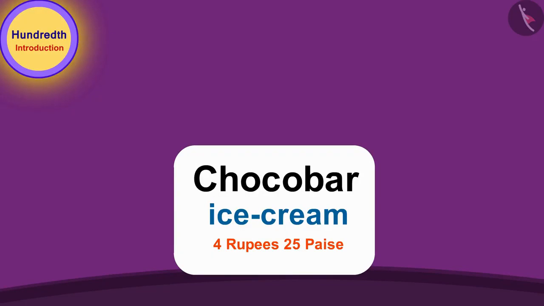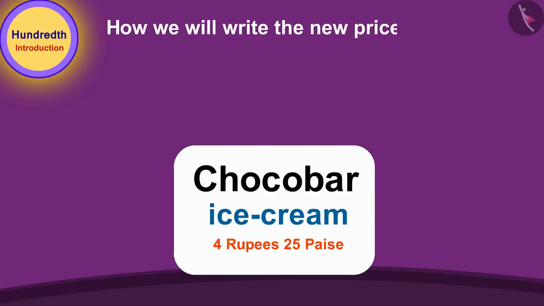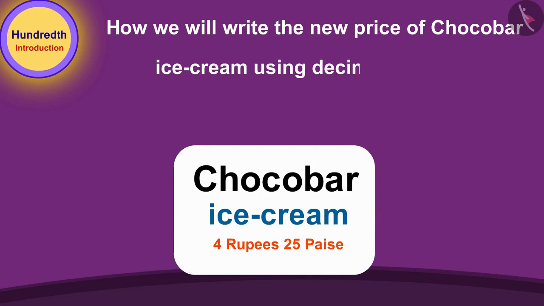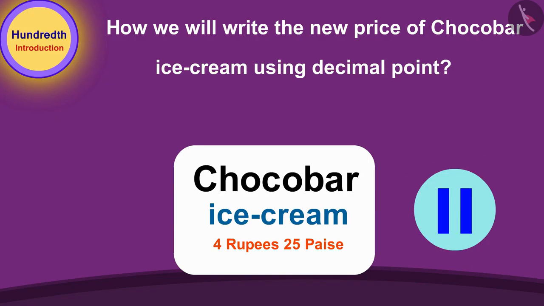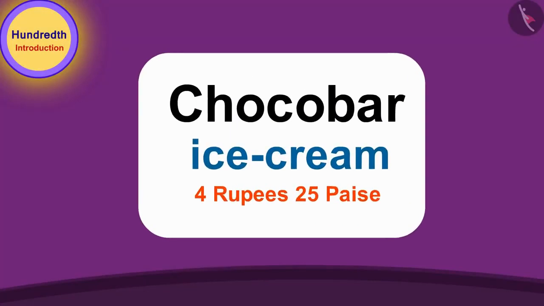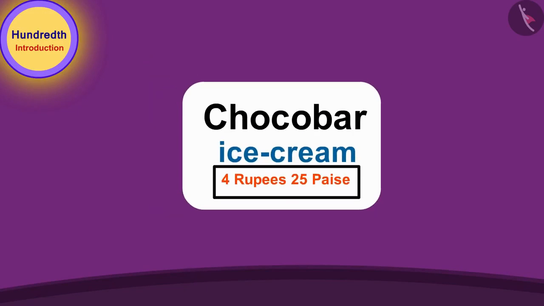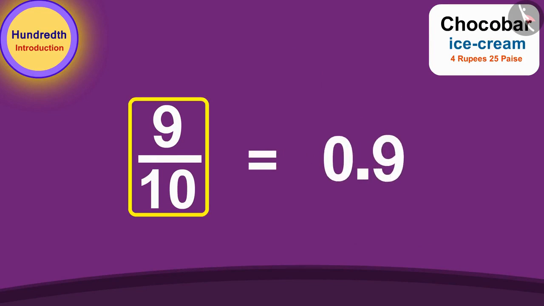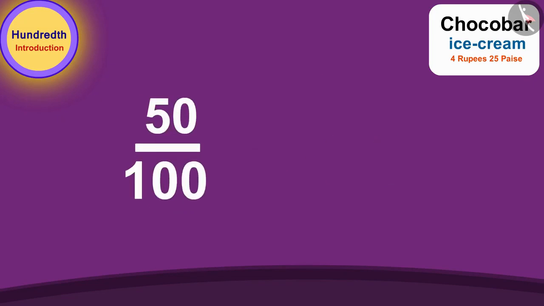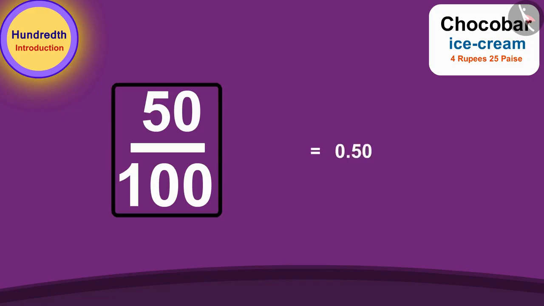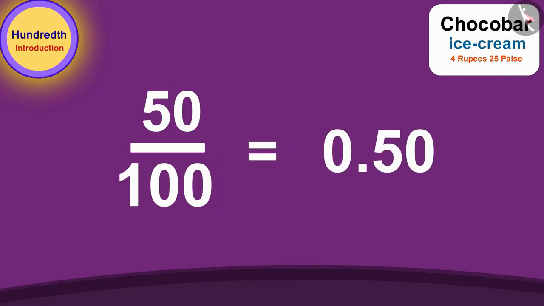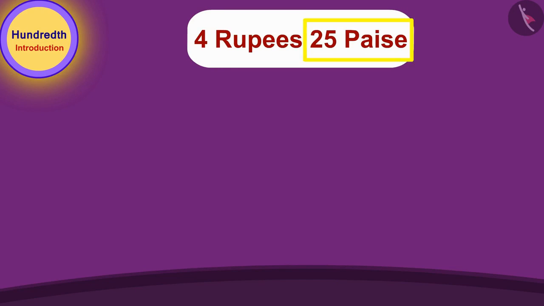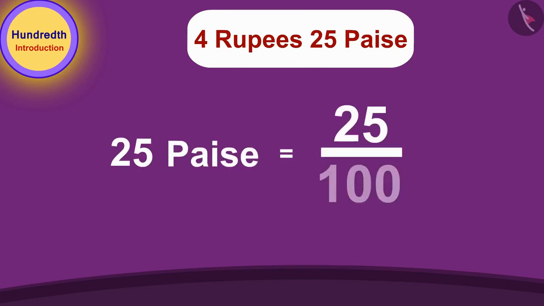Children, can you tell how we will write the new price of Chocobar ice cream using decimal point? If you wish to, you can stop the video and find the answer. Chocobar ice cream costs 4 rupees and 25 paise. Just as we write 1/10th of any number using a decimal point, in the same way, we can write 1/100th of any number using a decimal point. Here, 25 paise is 25/100th part of a rupee.